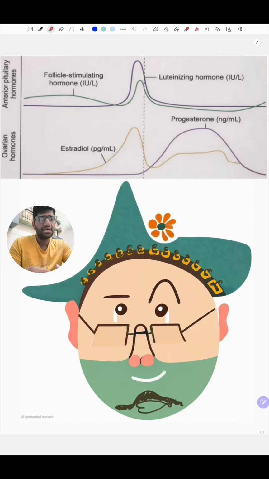Who is there in this image? There is an old man. An old, creepy, perverted man who uses different tricks to impress girls. Like he has worn this hat. He has put flowers on the hat. And you have to remember this.